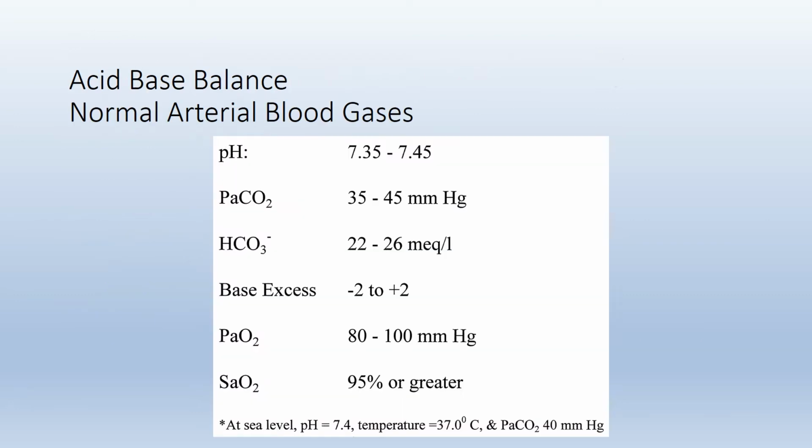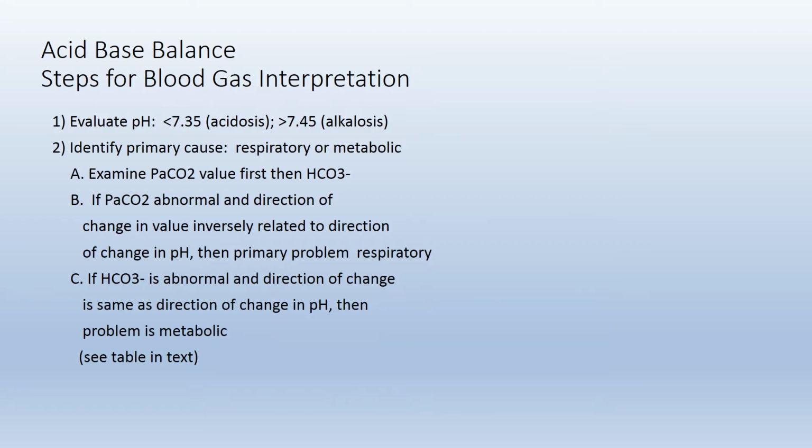And SaO2 tells you the oxygenation, in pulse ox, by pulse ox. Okay, so I'm not going to review this again, but the steps for blood gas interpretation, you need to identify if it's acidotic or alkalotic. So anything below 7.35 is acidosis, and anything greater than 7.45 is alkalosis.